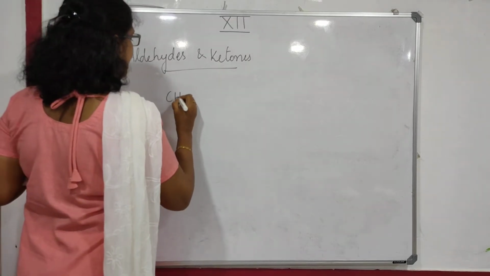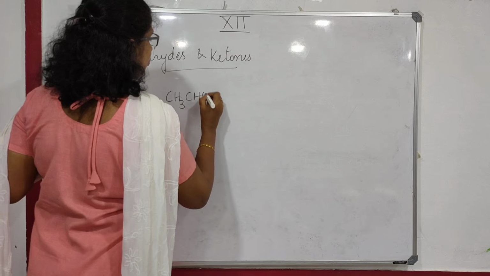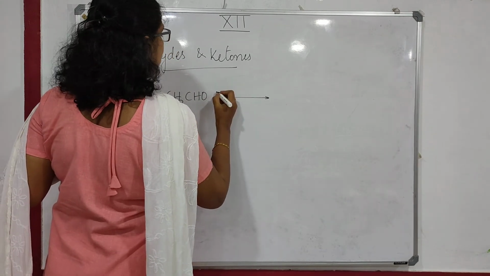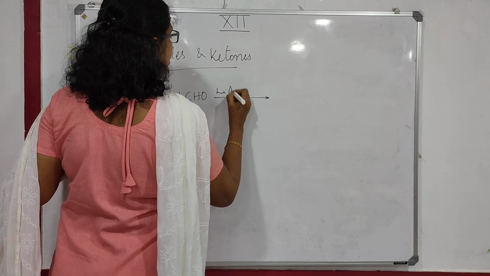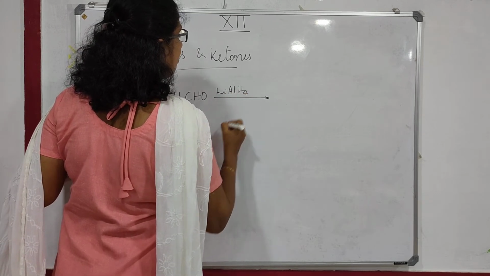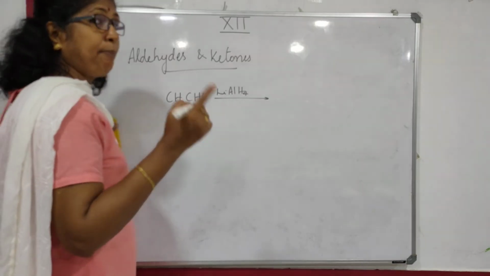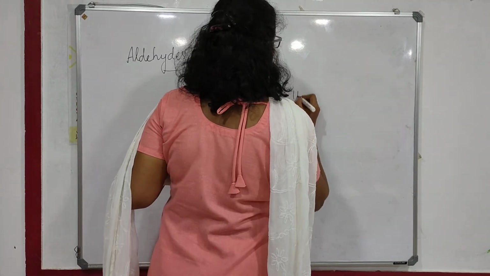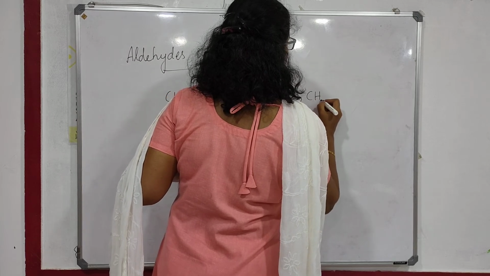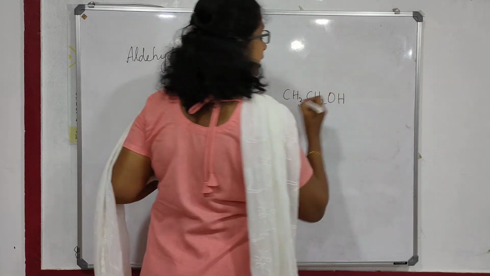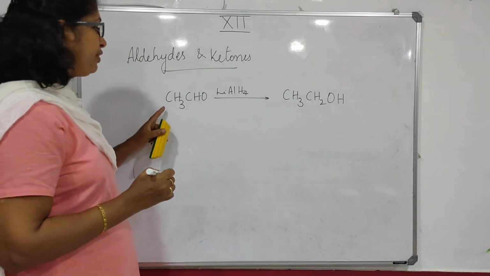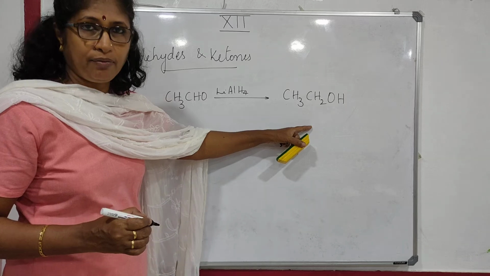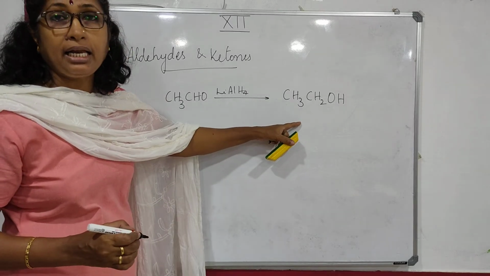For example, an aldehyde CH3CHO, when it is reduced with lithium aluminum hydride or sodium borohydride, you will get a primary alcohol with the same number of carbon atoms. That is, you will get CH3CH2OH, a primary alcohol. So if you are using an aldehyde, you will get an alcohol with the same number of carbon atoms, and that also a primary alcohol.